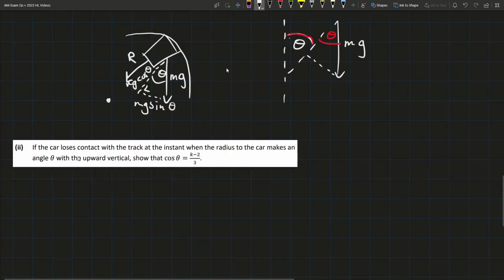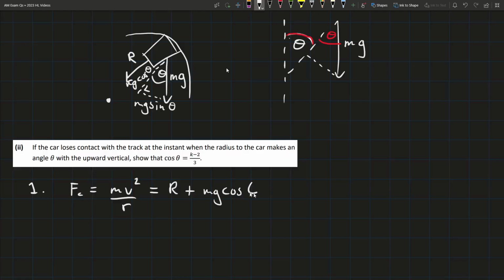Now we're told that the car loses contact with the track when this angle theta is made. And then we're asked to show that cos theta is (k minus 2) over 3. Well, we have to use a few facts here. Number one is that the centripetal force, so we'll write Fc, is equal to, since we know what u is, the initial velocity, we can write it as mv squared over r. That's going to be the sum of forces pointing towards the center of the circle. So you can see in our diagram we have the reaction force. Then since the weight is going in the same direction, we do plus mg cos theta, because they're both going towards the center of the circle.